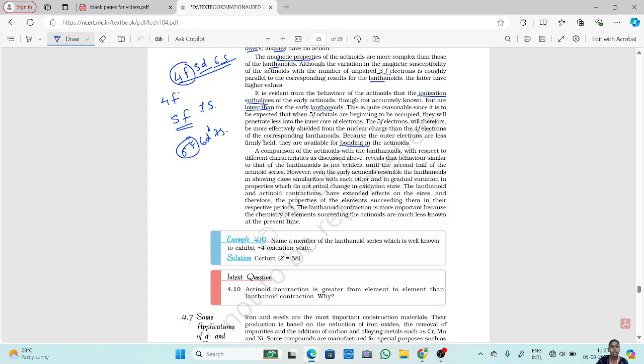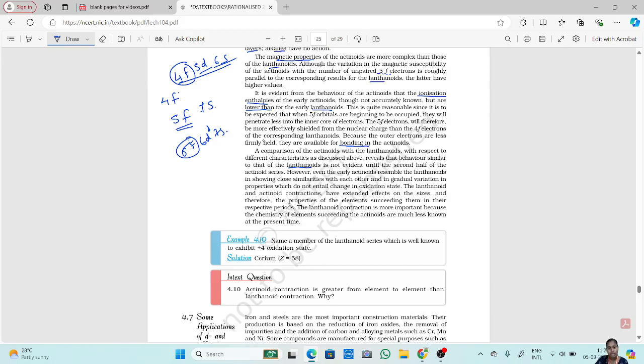Now, a comparison of the actinoids with the lanthanoids with respect to the different characteristics discussed above reveals behavior similar to that of lanthanoids. Whatever we have discussed, there are certain similarities: actinoids have some similarities with lanthanoids. But it is not evident until the second half of the actinoid series. Only in the first half can you see the similarity. For the second half of the actinoid series, it is not that evident, not that applicable.